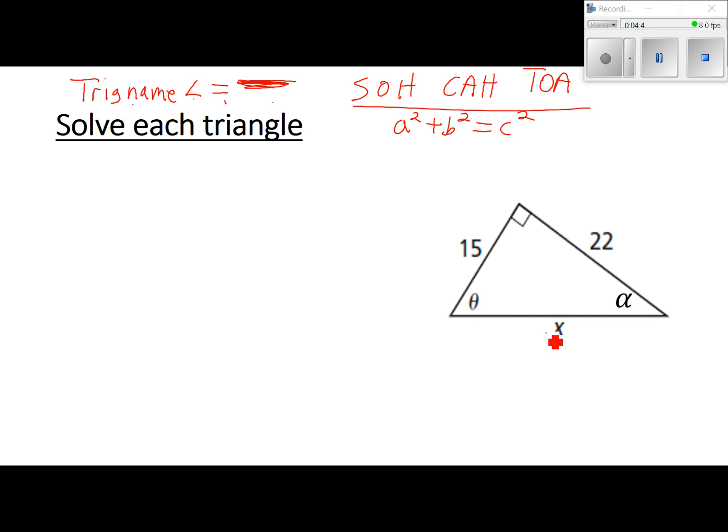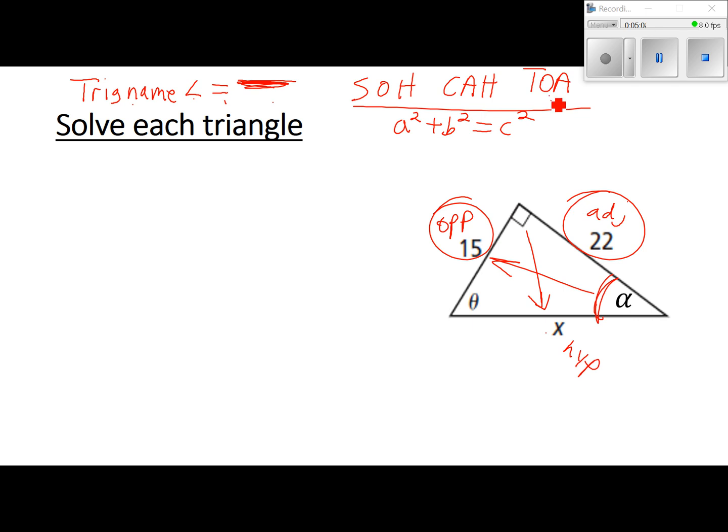So first thing, we're going to find alpha first. That's this angle right here. We label the triangle. That's the opposite. That's the hypotenuse. This is the adjacent. The ones we care about this time, since we're finding an angle, are the opposite and adjacent. We look up here at the SOHCAHTOA. Opposite and adjacent tells us that we're using the tangent.